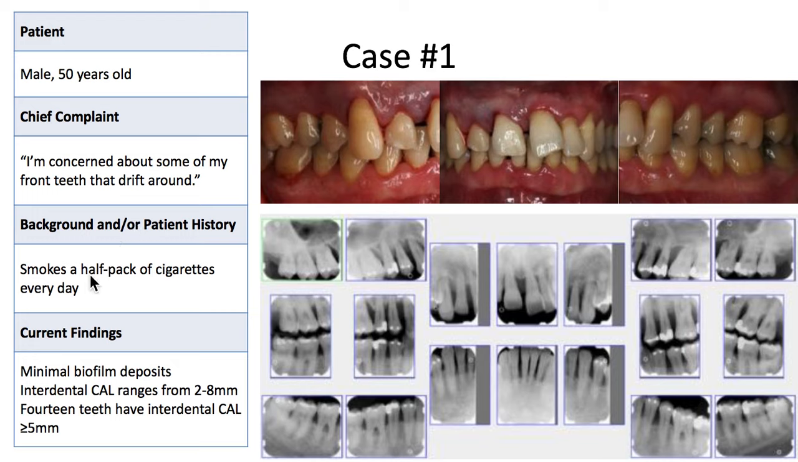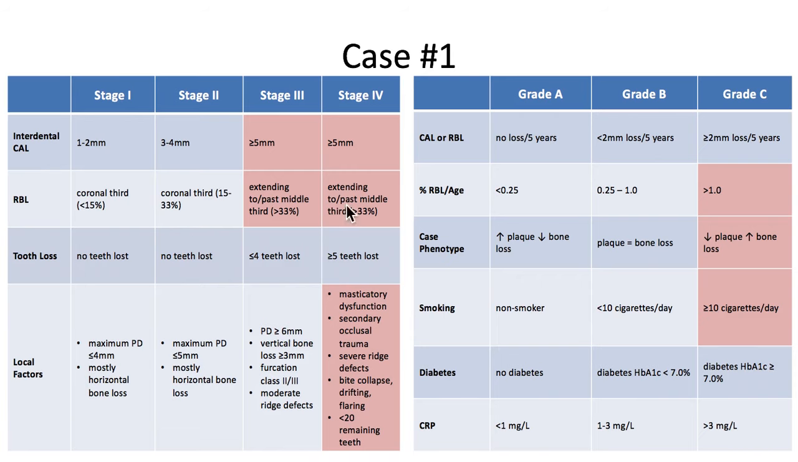And he's smoking a half pack of cigarettes per day. A pack of cigarettes contains 20, so he's smoking 10 per day, which also puts him in that grade C. So let's review all of our findings we just talked about. Here's what we have for our staging. Here's what we have for our grading. And remember that more than 30% of teeth were affected by this severity. So we would diagnose this patient with generalized stage 4 grade C periodontitis.